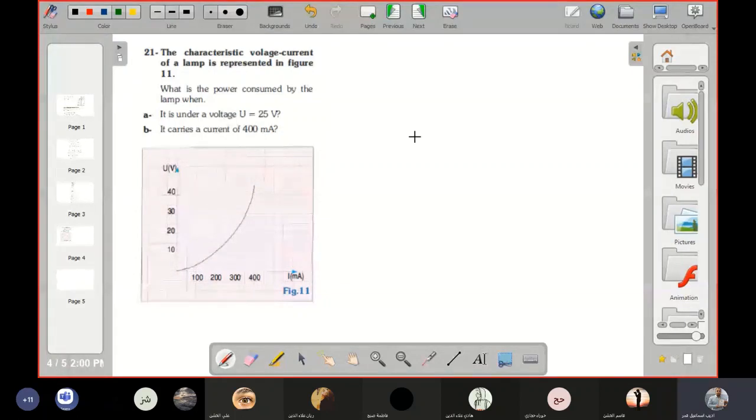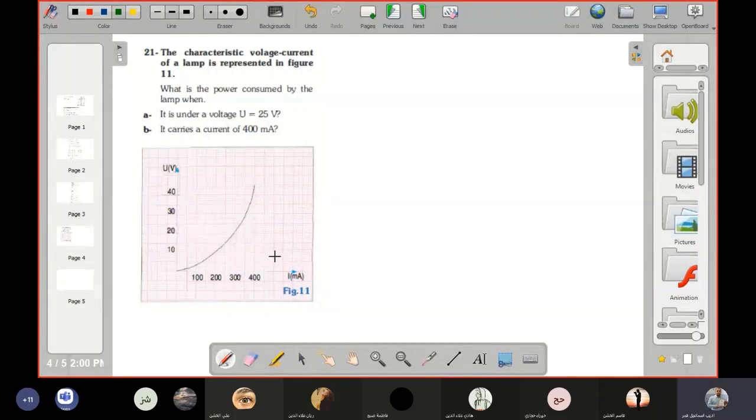Okay, so where do you find this power? Ryan, where do you find this power? As you see in this figure, this is the graph of the characteristic voltage current of a lamp, represented in figure 11. So using the figure, we should find the power consumed by the lamp when it is under a voltage U equal 25 volts.